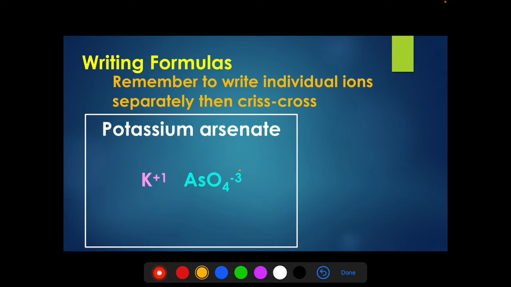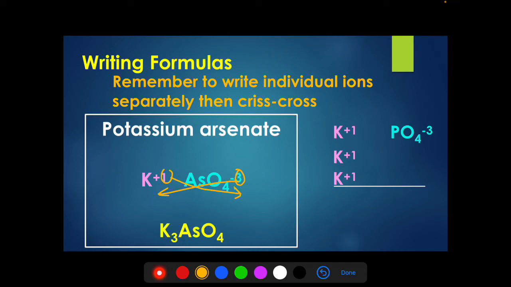Same thing applies. Crisscross. Your 3 is going to go down by the K, and the 1, which we're not going to write, is going to come down as a subscript for the arsenate. They still have to balance out though. So if we had 3 positive 1 potassiums to balance out the 1 arsenate with a -3 charge, we would have K3AsO4. Potassium, here's potassium, and then your arsenate. +3 to balance out a -3.